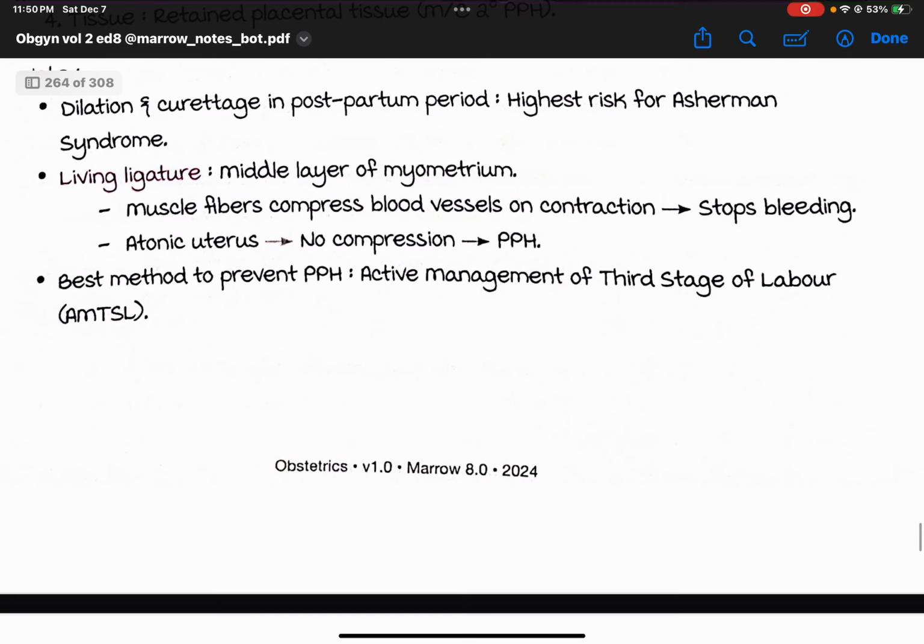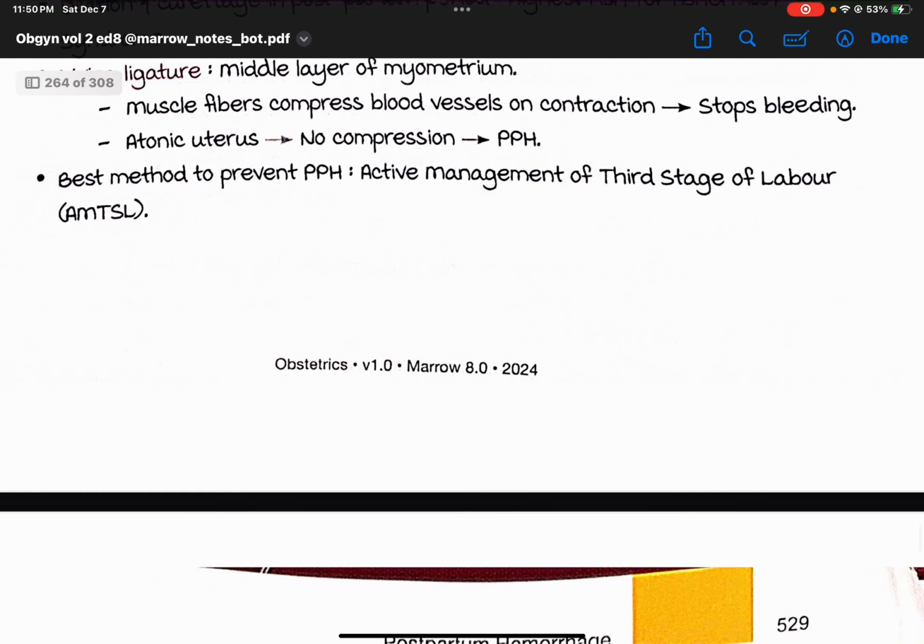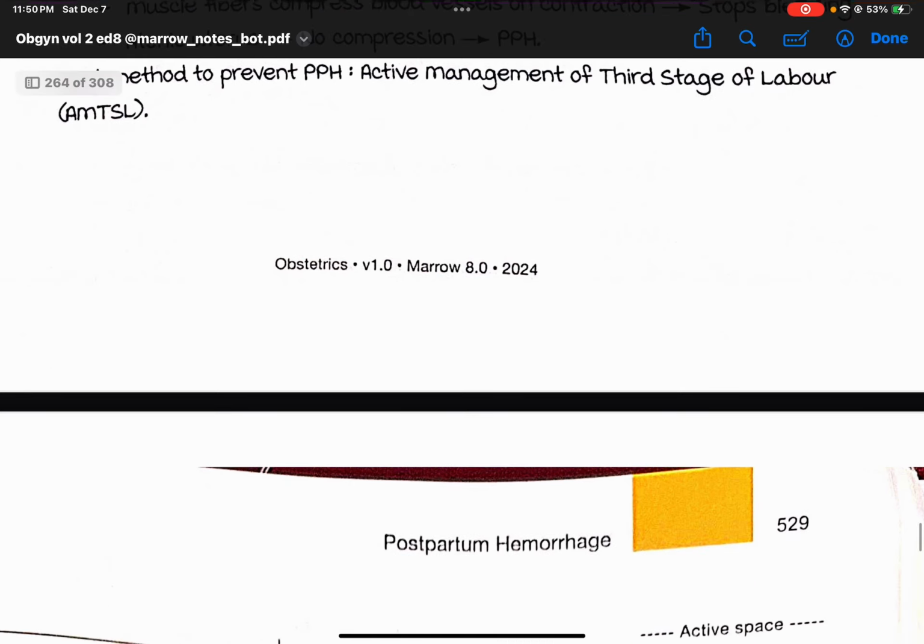The living ligature is the middle layer of the myometrium. Its muscle fibers compress blood vessels on contraction and stop bleeding. They are in the shape of an 8. In an atonic uterus there is no compression, so postpartum hemorrhage occurs. The best method to prevent postpartum hemorrhage is active management of the third stage of labor.